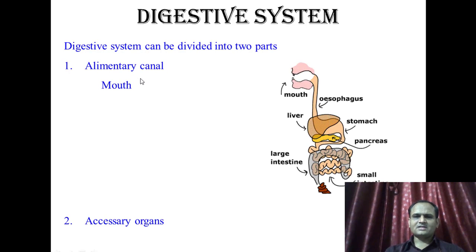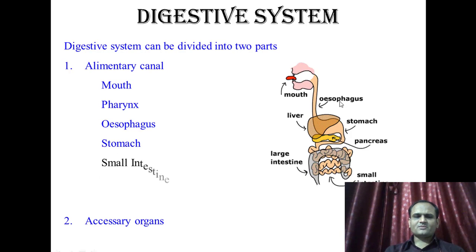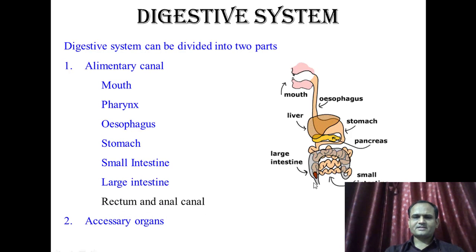It is also shown in the diagram. The digestive system starts with the mouth, which continues into the pharynx. The pharynx continues into the esophagus. The esophagus continues into the stomach, small intestine, large intestine, rectum, and the anal canal.